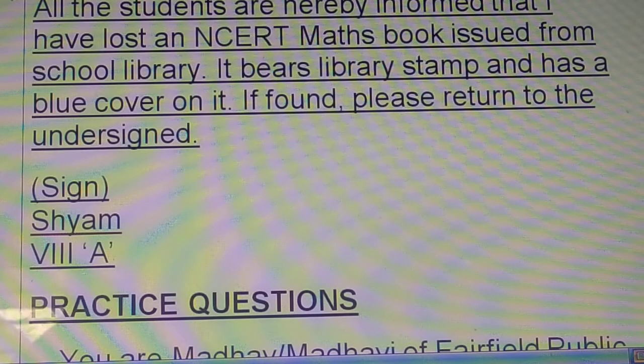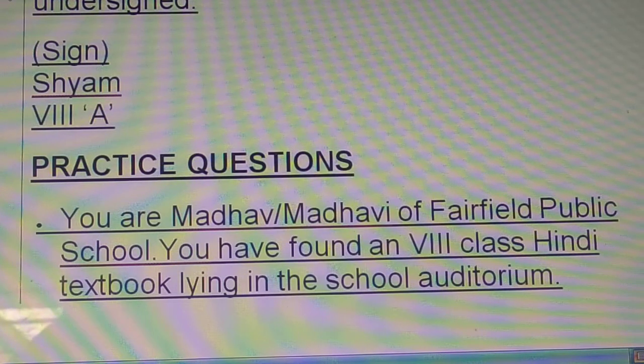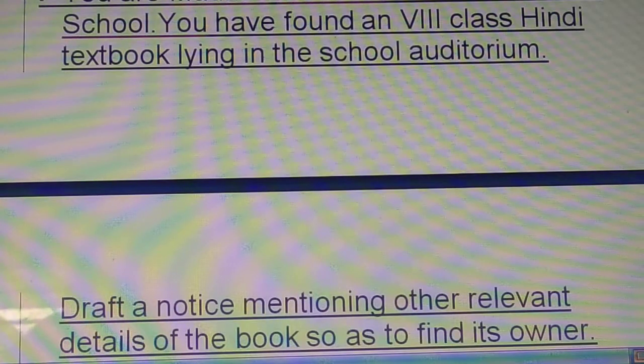Okay, I'll give you some practice questions. You can practice. You are Madhvi of Fairfield Public School. You have found an 8th class Hindi book lying in the school auditorium. Draft a notice mentioning other relevant details of the book so as to find its owner.